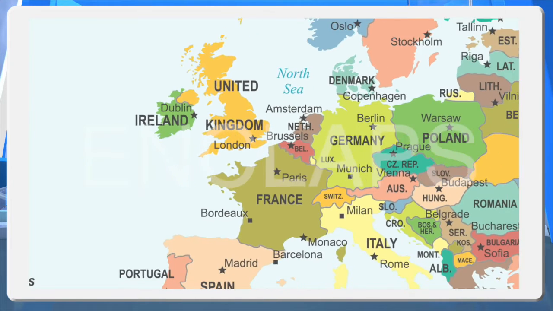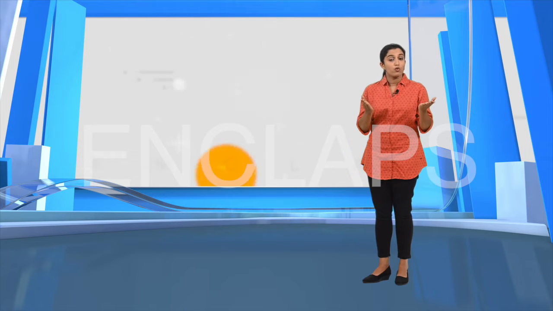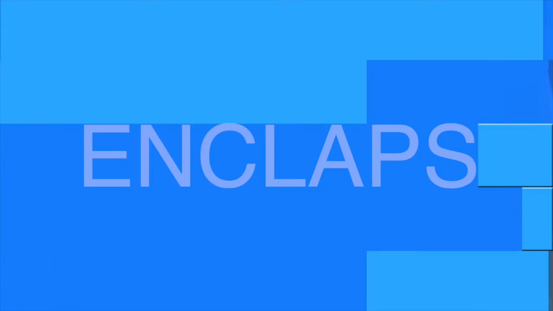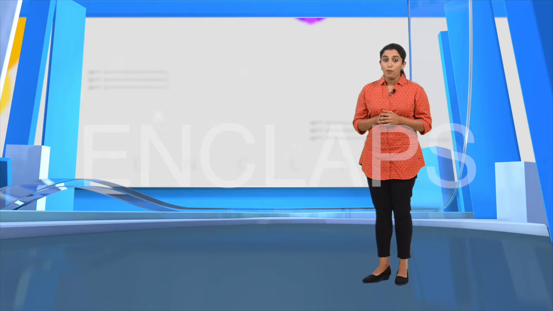It gradually spread from England to other countries of Europe. The capitalists invested in factories and thus production was increased. This increased their profit. This economic system in which production and distribution are controlled by the capitalists with the aim to increase profit is known as capitalism. Hope you understood about capitalism.